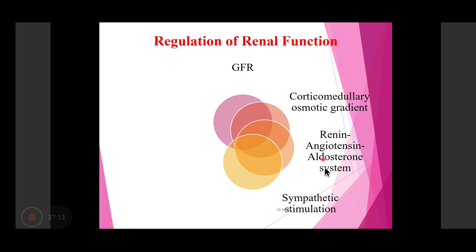Then sympathetic stimulation. Sympathetic stimulation again will cause the activation of the RAS, because the beta 1 cells present in the juxtaglomerulus will activate the RAS, and similarly it will control the urine formation again.